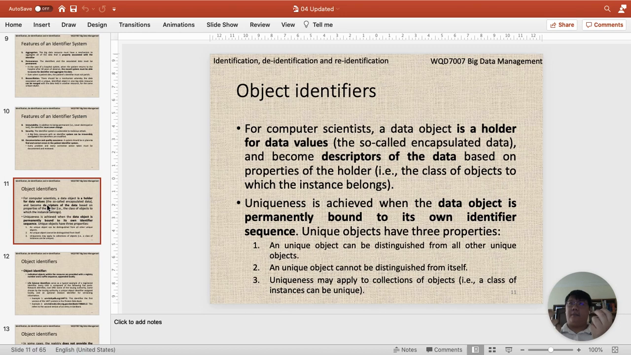the identifier sequences over here. And then a unique object cannot be distinguished from itself. So basically, a unique object compared to itself, of course, is the same. And lastly, uniqueness may apply to a collection of objects. For example, a class of instances can be unique, right?